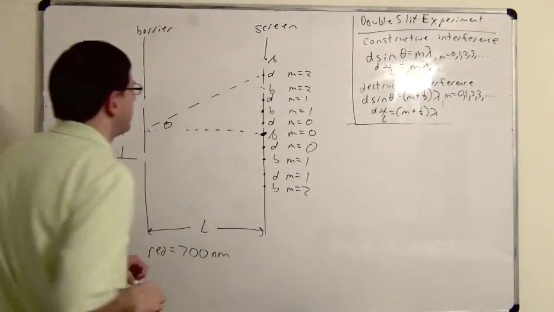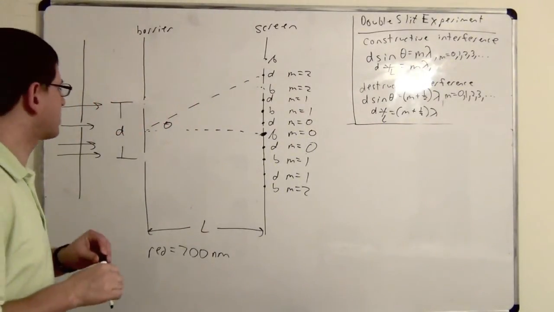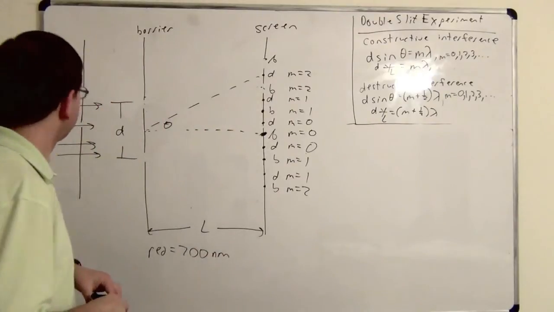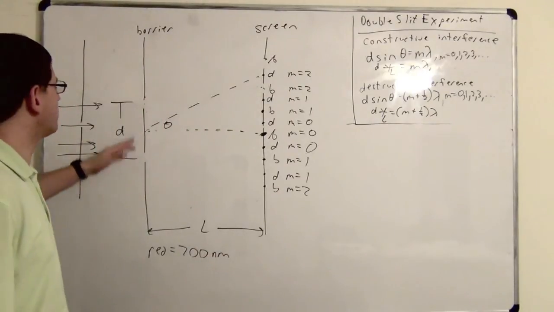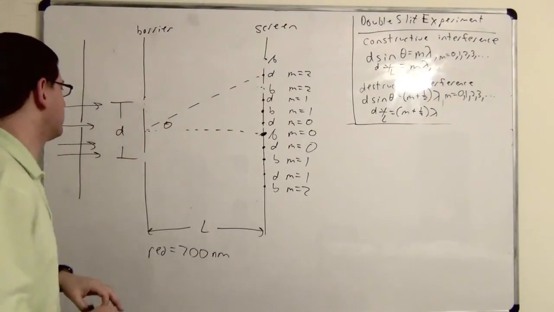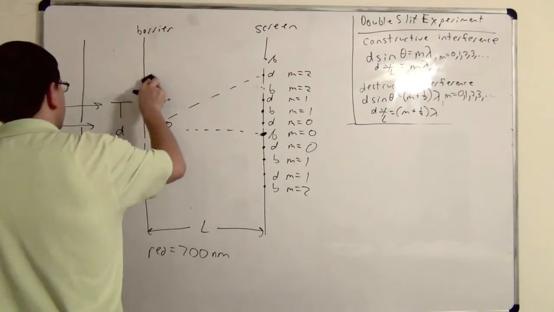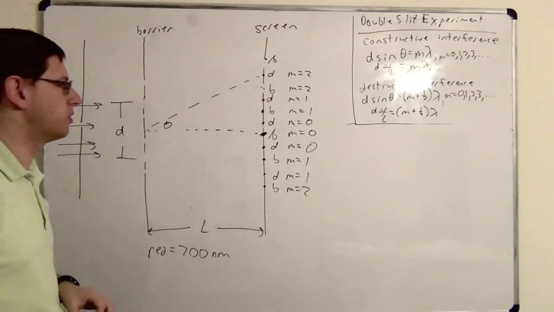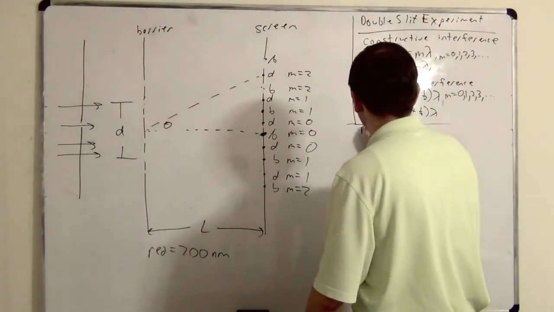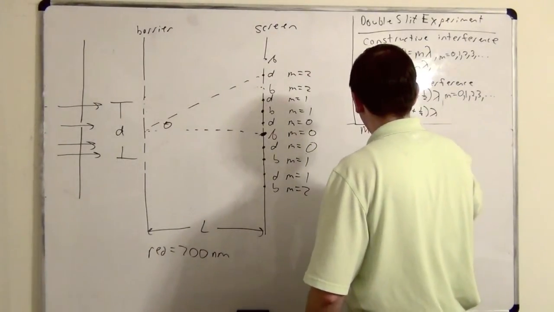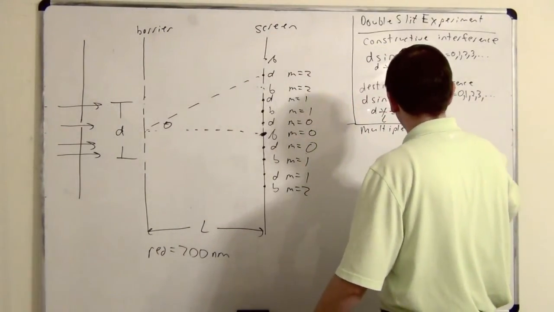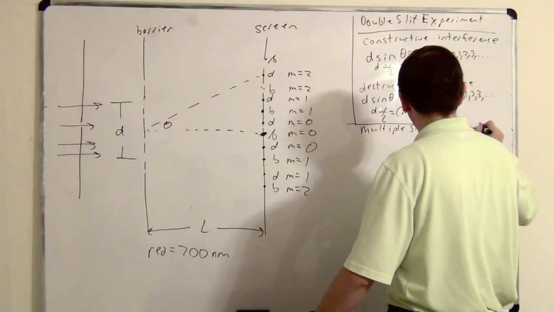Okay, so let's move on to another type of experiment. Since doing the double slit was so much fun, maybe we could do multiple slits. We could have a whole bunch of slits that the light is going through. So now we'll move on to the multiple slit experiment.